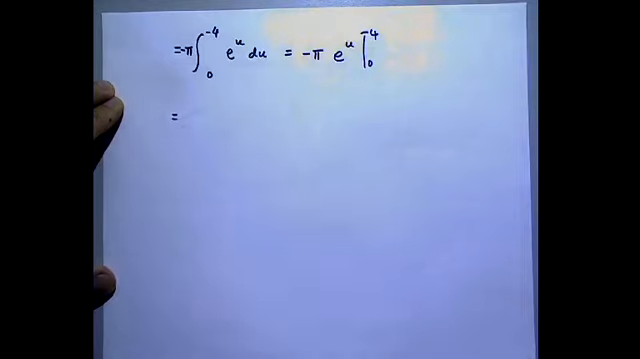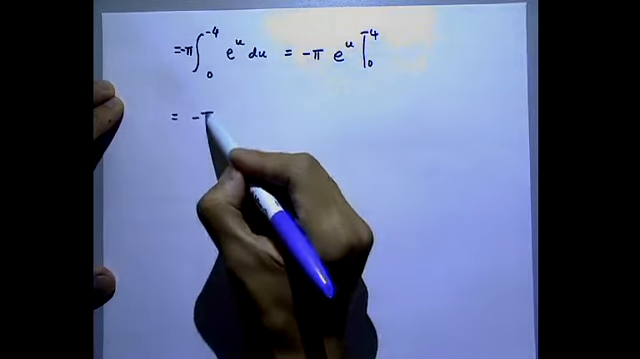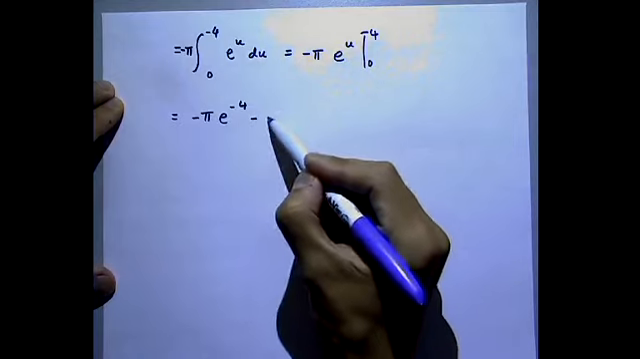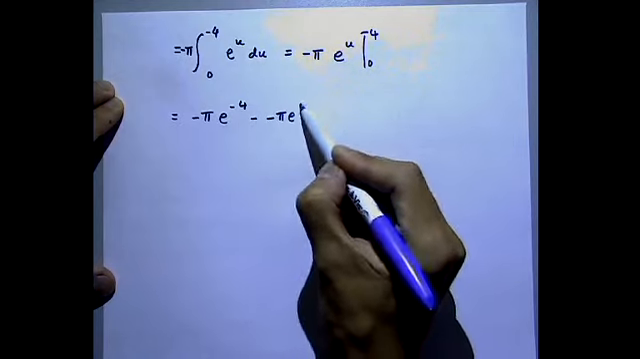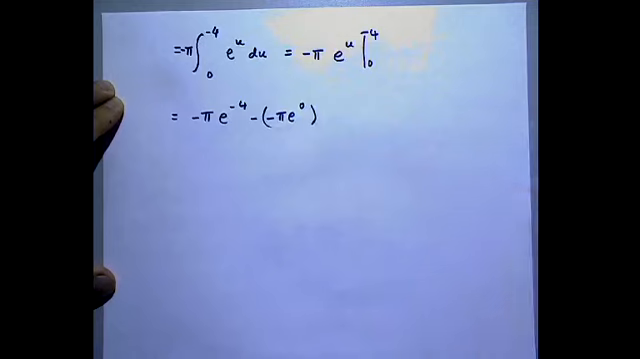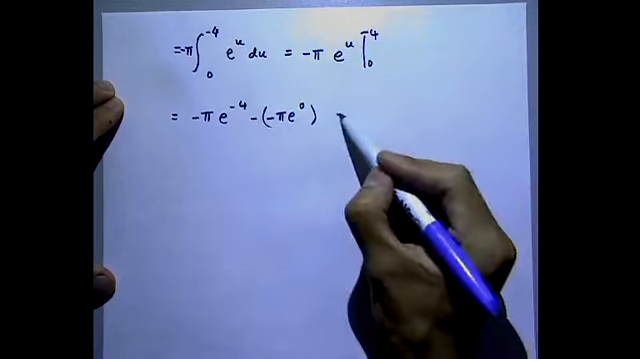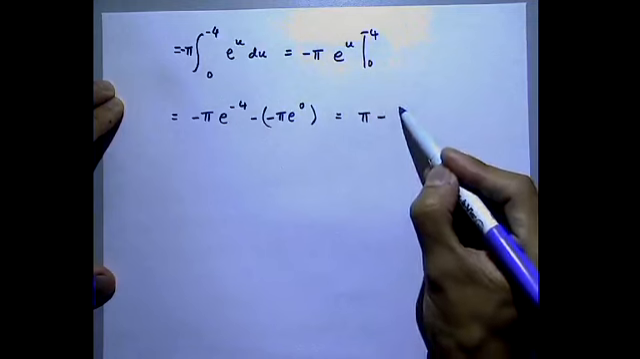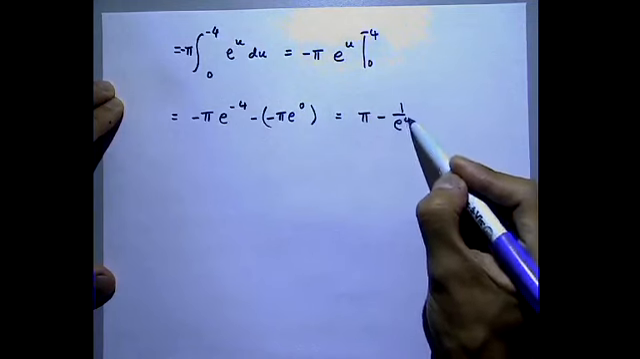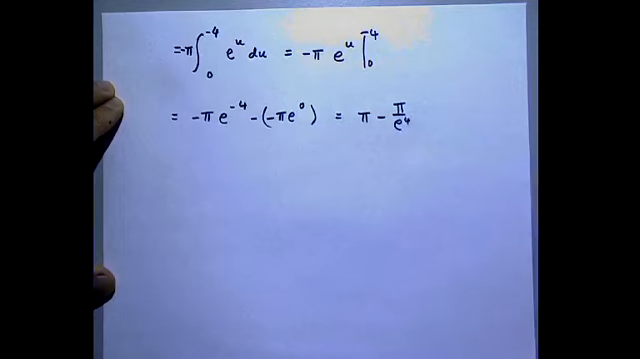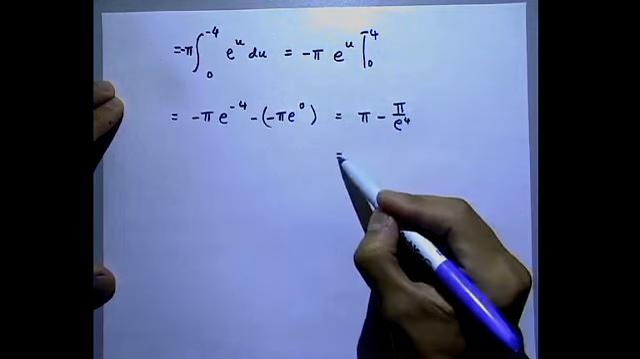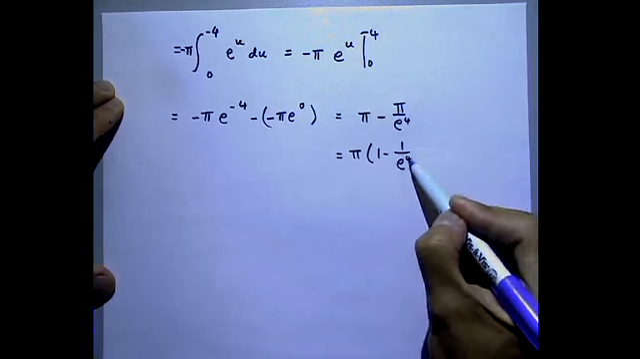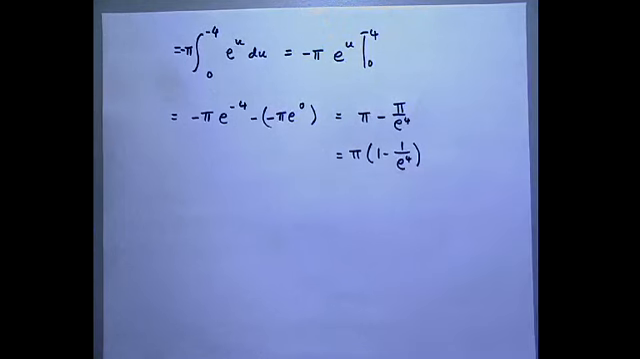Minus pi e to the minus 4 minus pi e to the 0. So what do we get? We get pi times the quantity 1 minus 1 over e to the 4. I'm missing a pi here. Take the pi out. We get this.